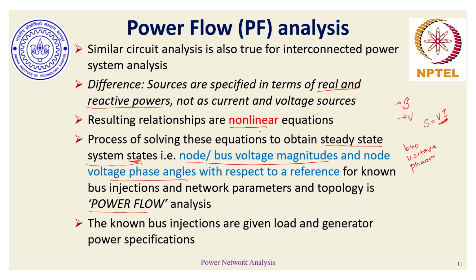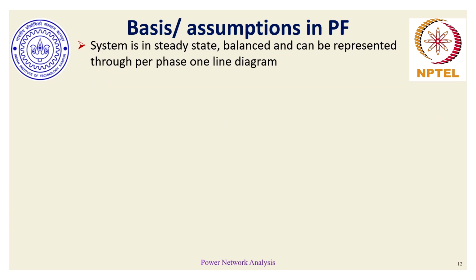The bus injections should be known. That means the corresponding source power should be known, the load power should be known, the power network parameters should be known, the line parameters should be known, how the line is connected, whether it is an 80-kilometer line, a 120-kilometer line, or it is getting tripped off in between. The topology also has to be known.